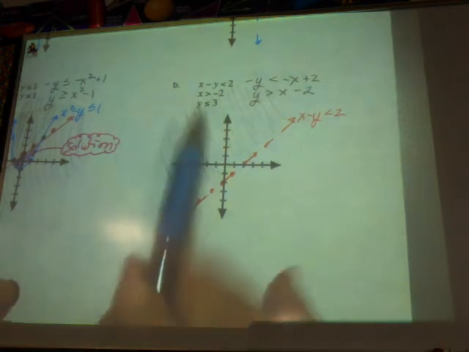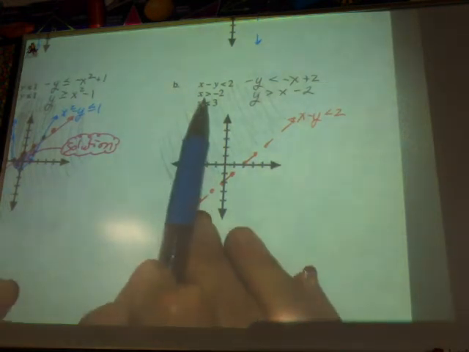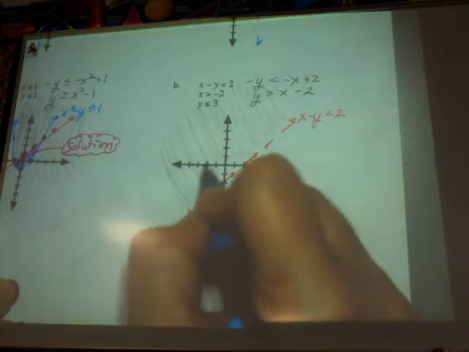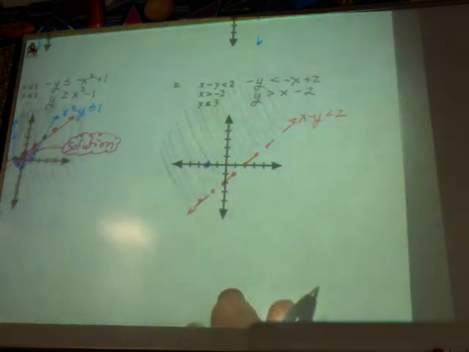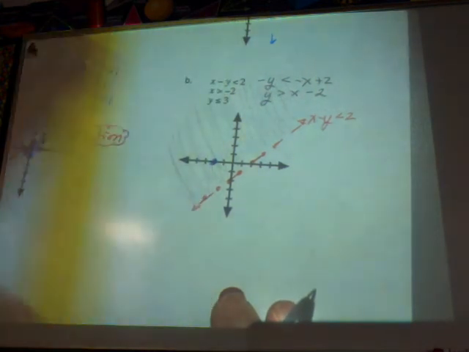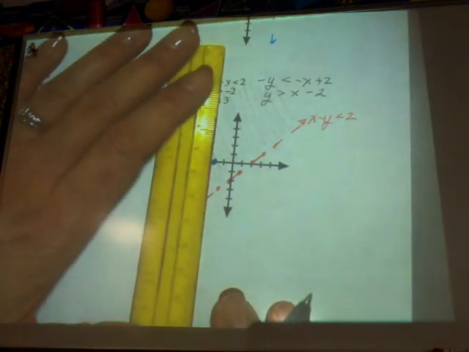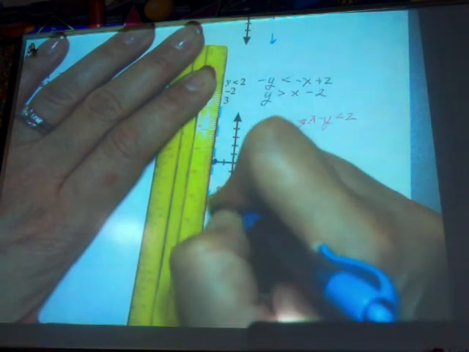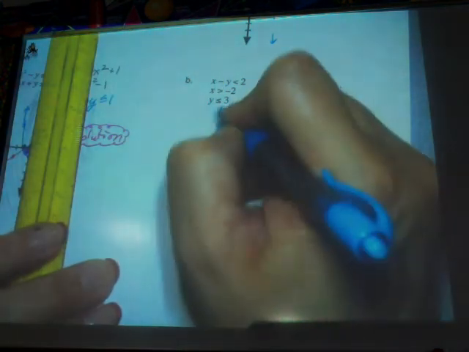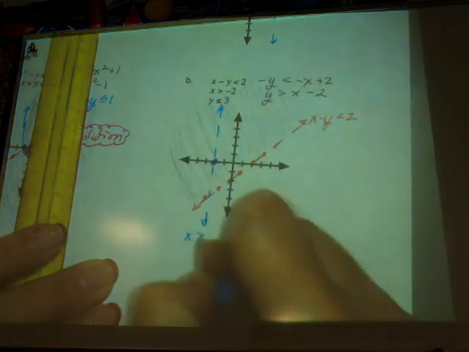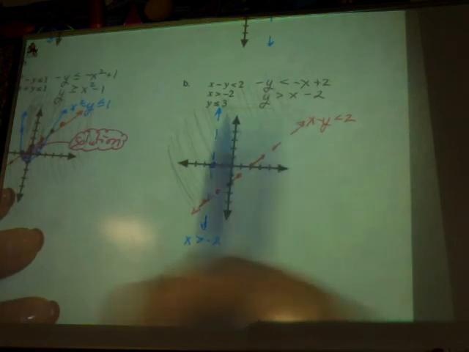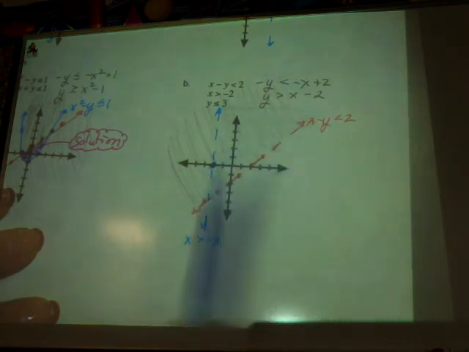Then isn't this a vertical line going through the x-axis? So plot a point on the x-axis at negative 2, and you have to cut the x-axis into 2 pieces. Is this line solid or dotted? Dotted. So this is x is greater than negative 2. So greater than means I'm going this way, right? So far the intersection is here.